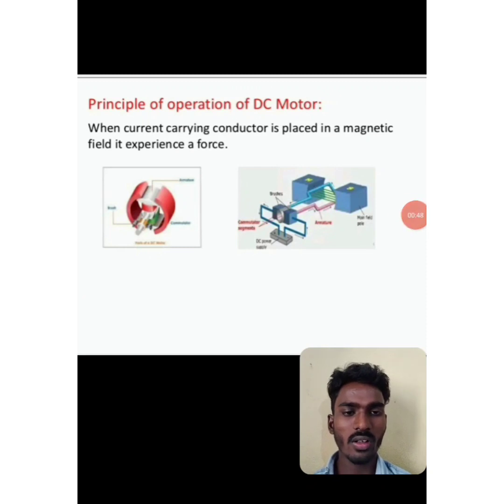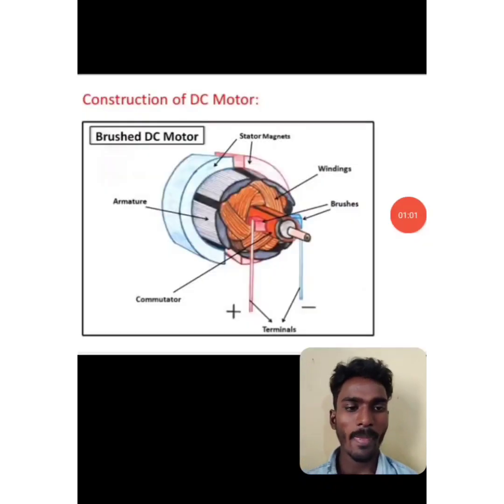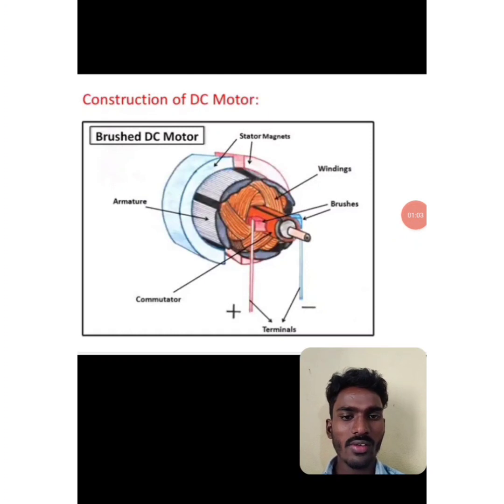Principle of operation of DC motor. When a current carrying conductor is placed in a magnetic field, it experiences a force. The given figure shows how the DC motor works and the construction of a DC motor. The parts of the DC motor are ammeter, armature, commutator, terminals and brushes, winding, and starter magnets. The starter magnets are outside the layer, and armature and commutator terminals are parts of the DC motor.